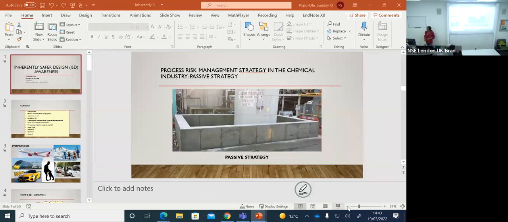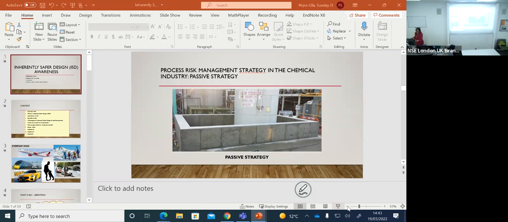Okay, so I've talked about inherently safer design, I've talked about active strategy, I've talked about spatial. Now we go to passive. Here we have a sodium hydroxide tank. It's kept within a bund. The bund contains any spillages. So when you're filling the tank, you can have spillages. The tank itself can be leaking if there's corrosion somewhere on the tank or on the flange or valves, and then you get a spillage or a release. And so what the bund does is it contains it.